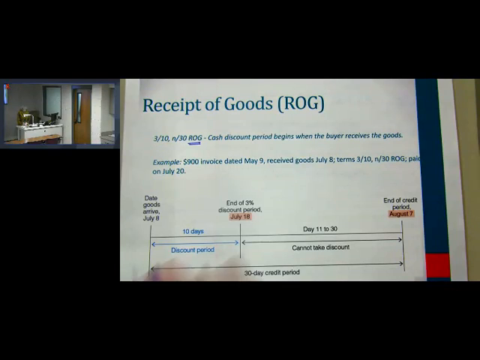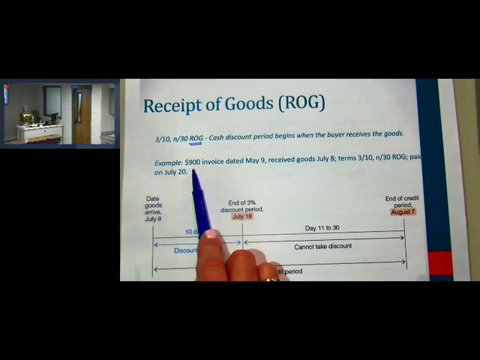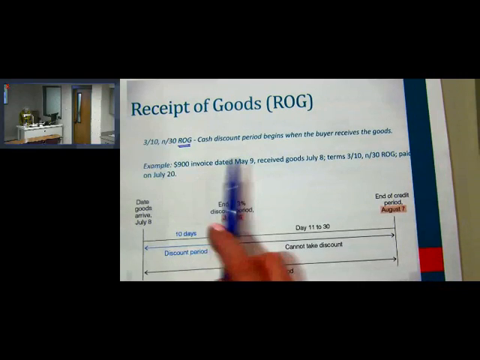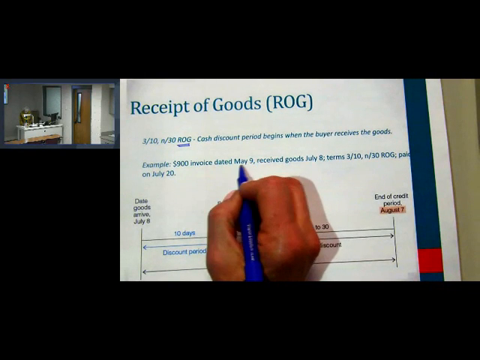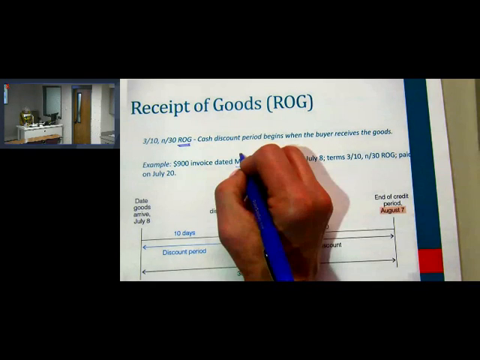So let me go on and share with you this. You have a $900 invoice. The invoice date is May 9th. This is your invoice date.